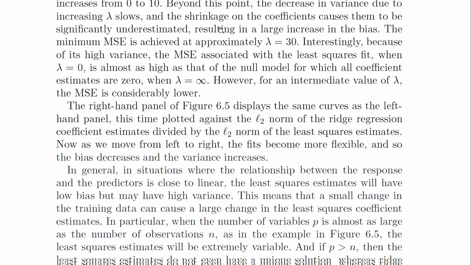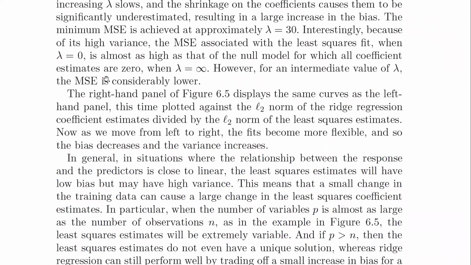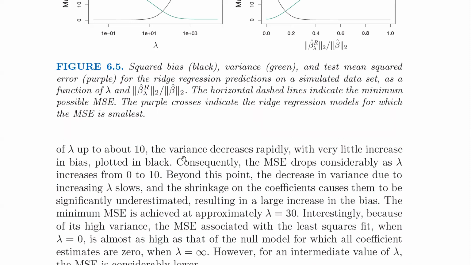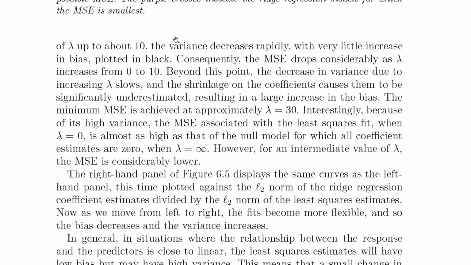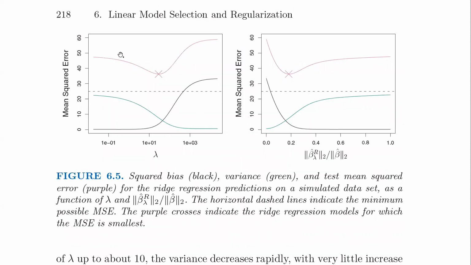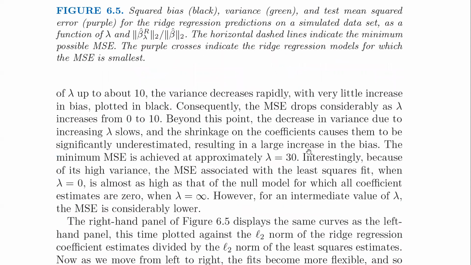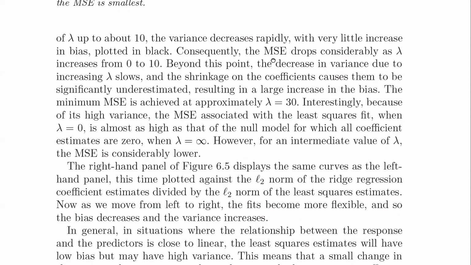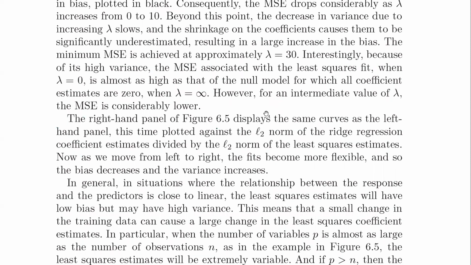And apparently the observation is that because of its high variance, the mean square error associated with the least squares fit when lambda is equal to 0 is almost as high as that of the null model, for which all coefficient estimates are 0.